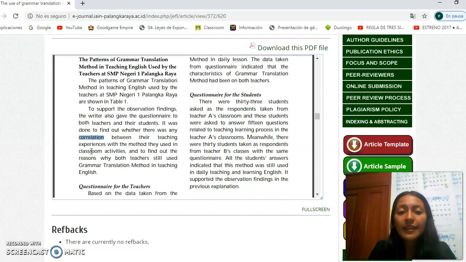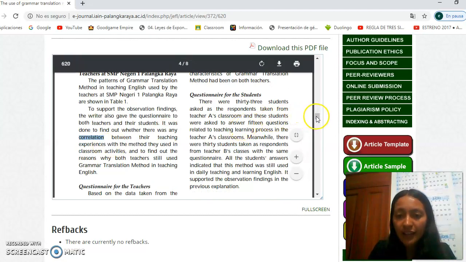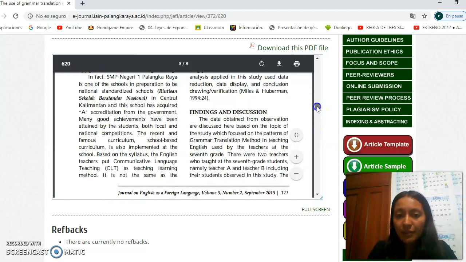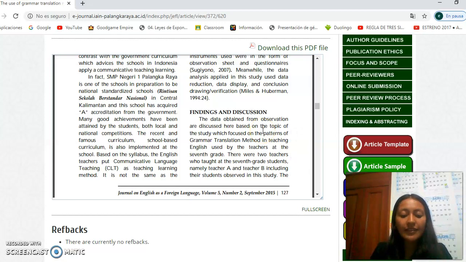So taking into account these things that I have said, the background, the abstract, the method, and the findings and discussions, you can realize and determine that the qualitative methodology is used in this article.